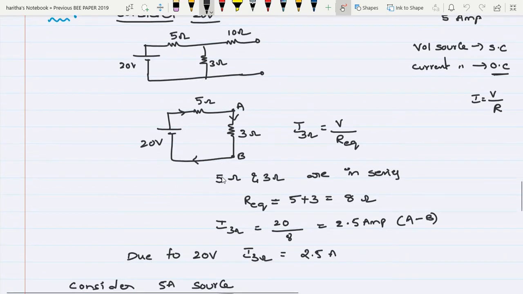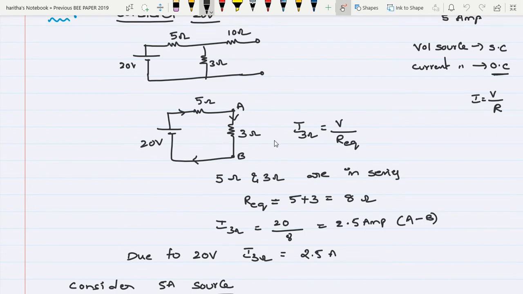So what is our aim? We are finding the current passing through 3 ohm due to this 20 volt source only. So now this is a simple series circuit. The current is flowing from higher potential of the battery to the lower potential of the battery. This is plus and this is minus. So current will flow like this. So I'm marking this 3 ohm resistor as terminals A and B, so then I can identify the current flow from A to B or B to A. Why? Because I want to find out the current flowing in the 3 ohm. So the direction of current is A to B.